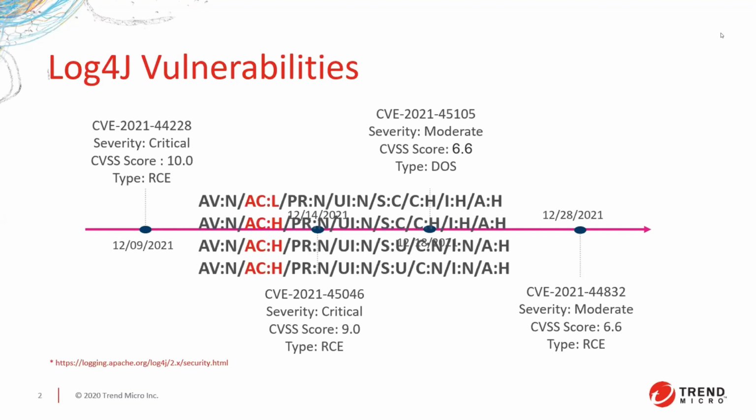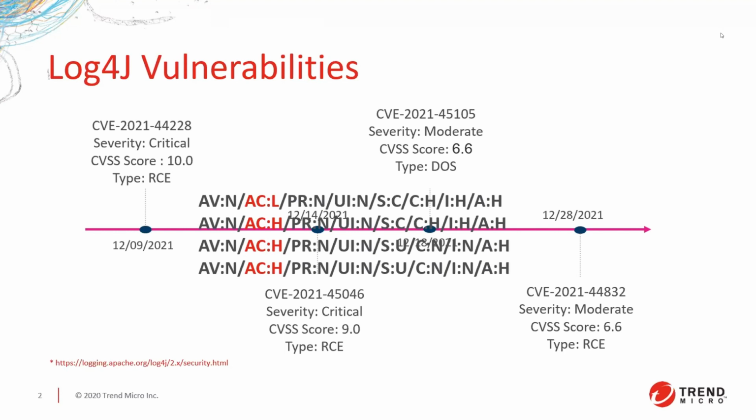This is the CVSS 3.0 matrix for all four, in order. If you see the one I highlighted in red, the attack complexity for 44228 is low. It means it's easy to exploit, easy to create an exploit for it, and easy to do the damage. But for the others, the attack complexity is high. It means it's not easy to create an exploit code for them, or to exploit them.